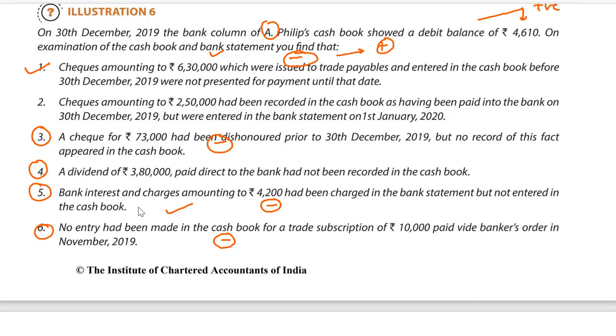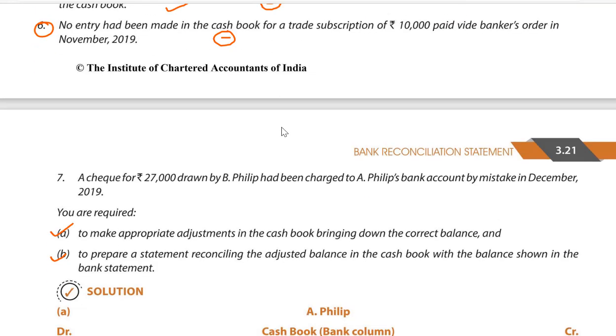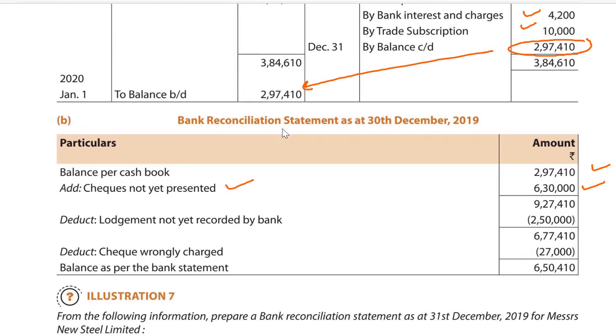Second, checks amounting to 2,50,000 have been recorded in the cash book as having been paid into the bank. Paid into the bank, that means plus in the bank. Now in the bank the entry is not there, so we need to deduct from the cash book. So minus 2,50,000 in the cash book.